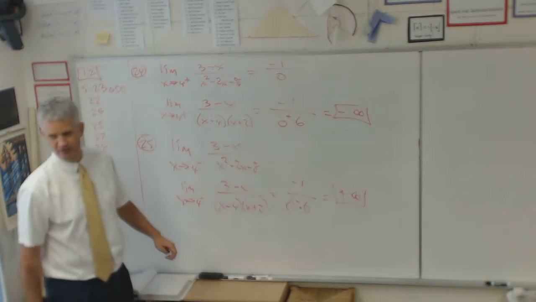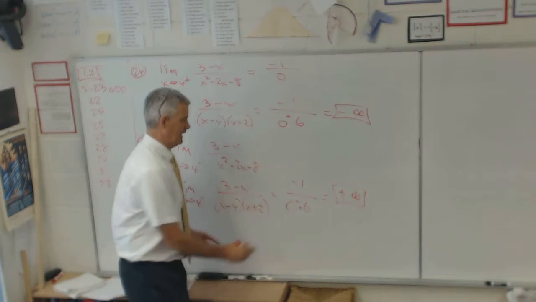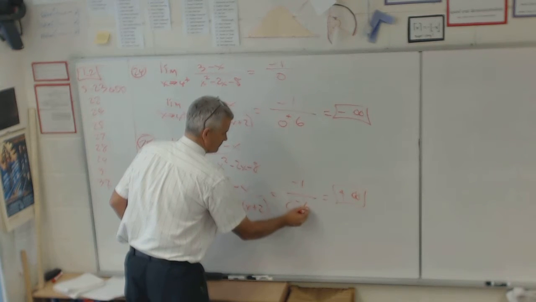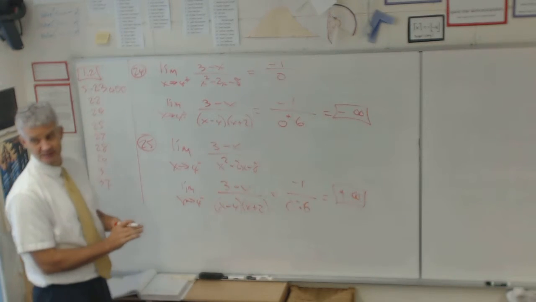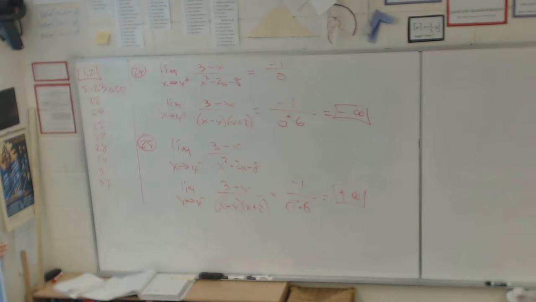You knew it was positive infinity. A negative divided by a negative times a positive, whatever you want. Two negatives make a positive answer. Positive infinity.